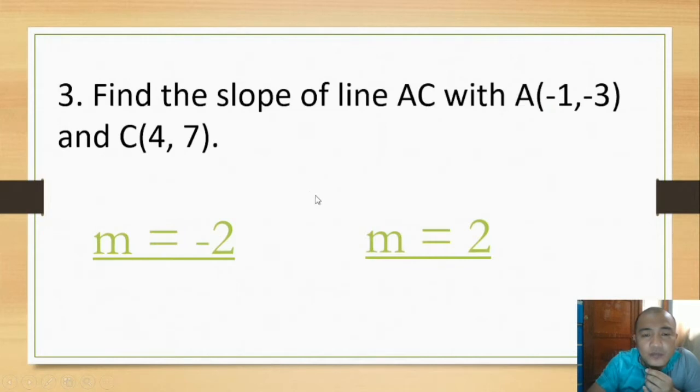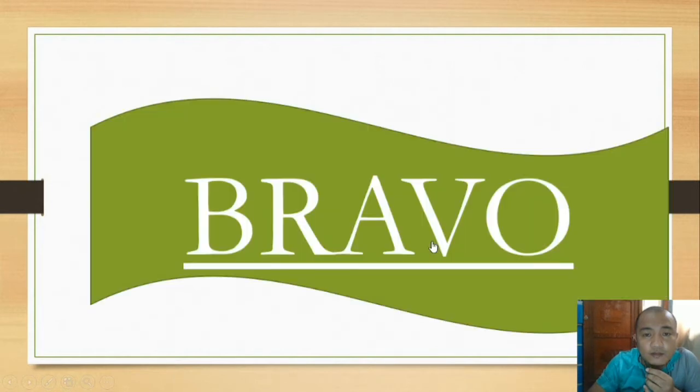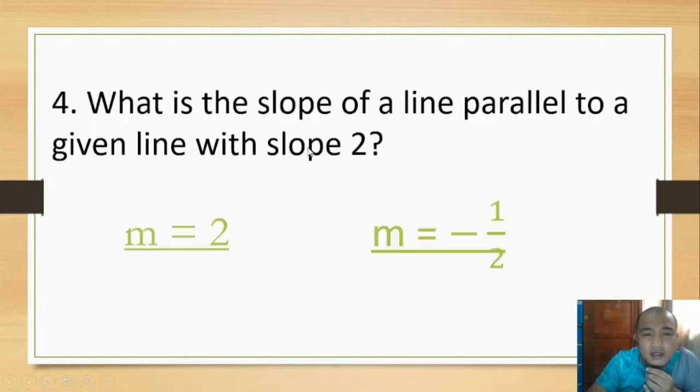Next item, find the slope of the line AC with A at (-1, -3) and point C at (4, 7). Again, using the formula for slope, we have 7 minus negative 3 is 10, or 7 plus 3, all over 4 minus negative 1, or 4 plus 1, is 5. So we have 10 over 5, which is 2. If your answer is negative 2, that's not the correct answer. The correct answer is positive 2. Bravo.